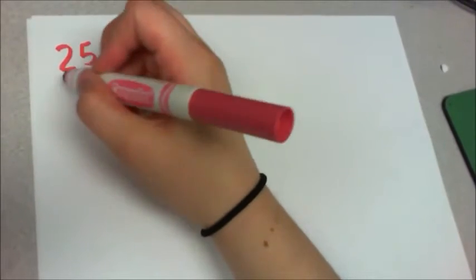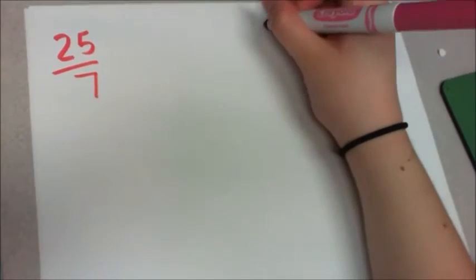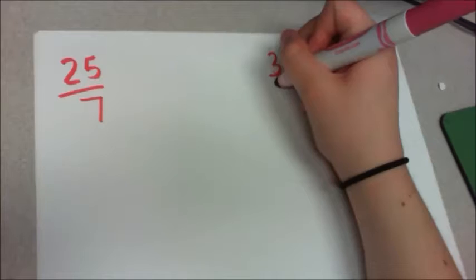Alright, we're going to keep on going along, and now we are on the Wednesday column. Wednesday. Alright, the first one on the Wednesday column is writing fractions in simplest form. So we have 25 over 7 and 39 over 51.